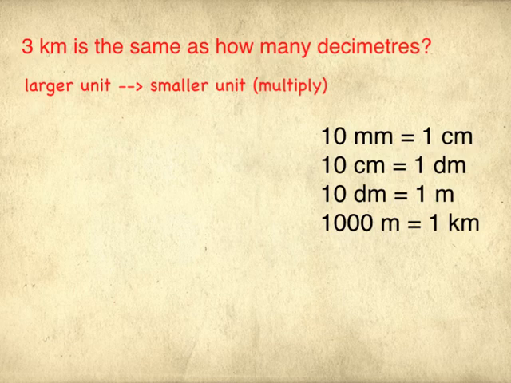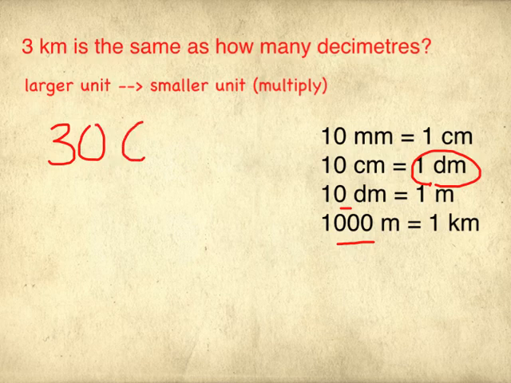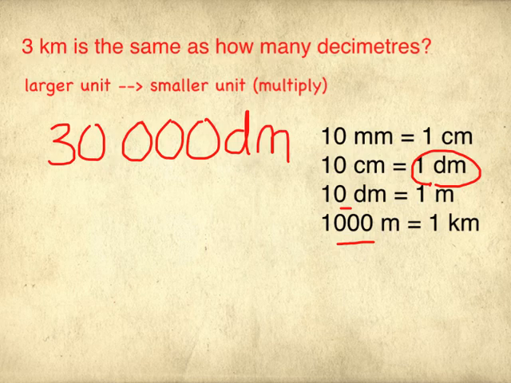So if we look at our key, we should notice that we are passing over 4 zeros until we arrive at 1 decimeter. So we can take our value of 3 and we can add our 4 zeros. Don't forget the unit. And just like that, we know that 30,000 decimeters is equal to, or the same as, 3 kilometers.